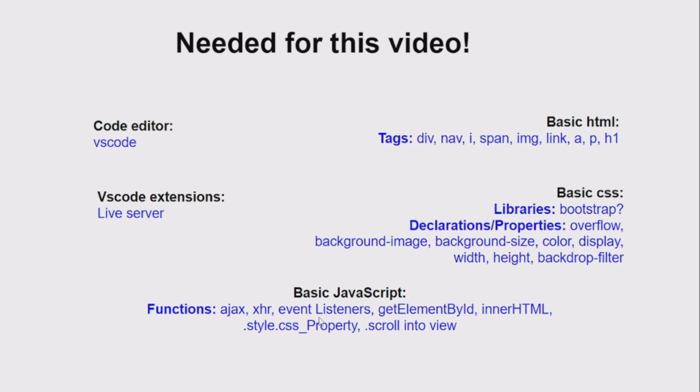We're going to be using event listeners. So once you click a button, that event listener is going to trigger whatever it is. We're also going to get elements by ID and use inner HTML. We're going to be changing some CSS properties with our JavaScript. And also we're going to be using scrollIntoView. If you have no idea how to do HTML or CSS or JavaScript, there are a few amazing websites that I'm going to be showing you guys in the next clip. So see you then.